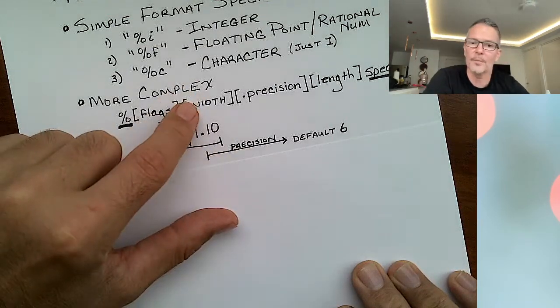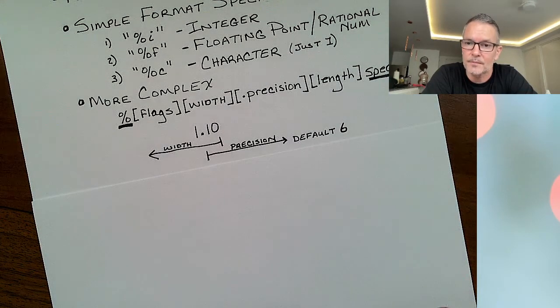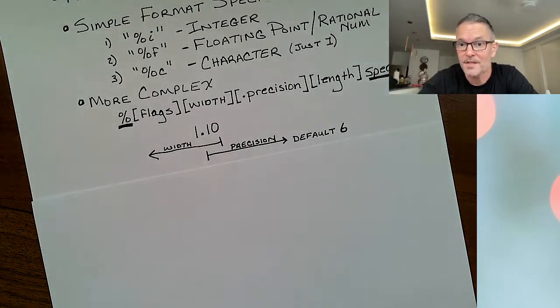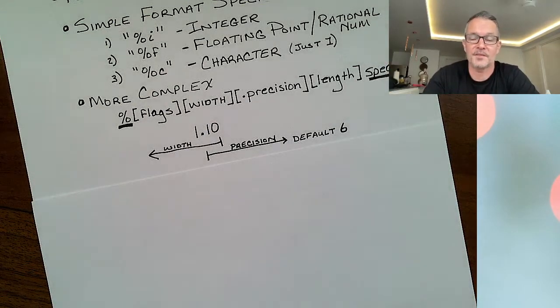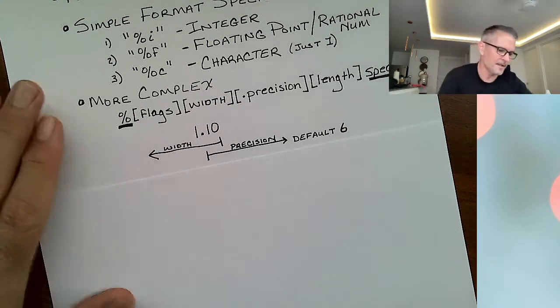Now, one thing to note about the width quickly before I move on, the width never shortens the number. If your number has 6 digits in it and you specify a width of 4, the computer's just going to print all 6 digits and ignore your request. So the entire number always gets printed out. It's just that the width will tell the computer to pad everything.